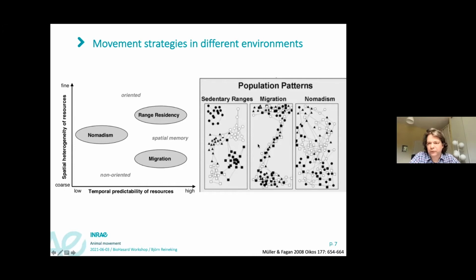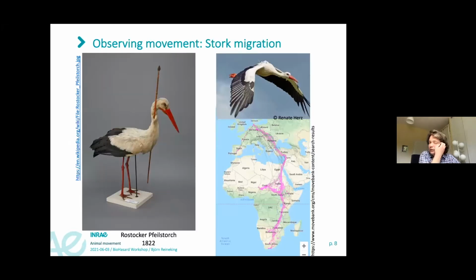One thing that has really changed over the past years is our ability to monitor and document movement. And this is the basis of what we do here. So this is an example of storks. We now know that they migrate to Africa, but this was for a long time not so clear.